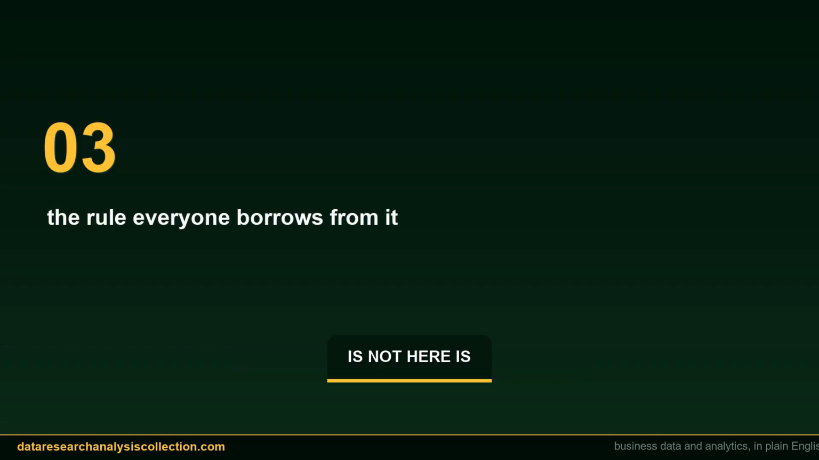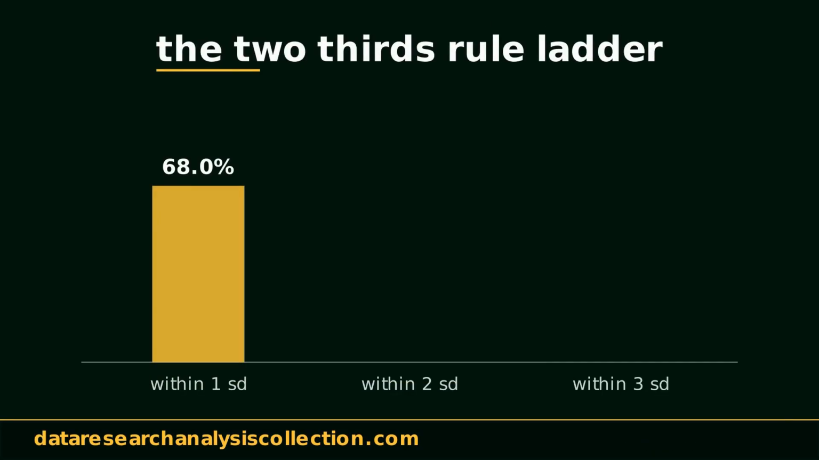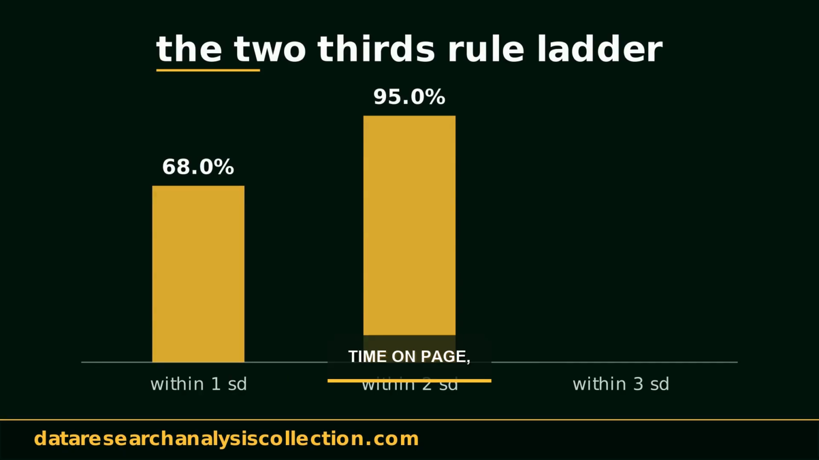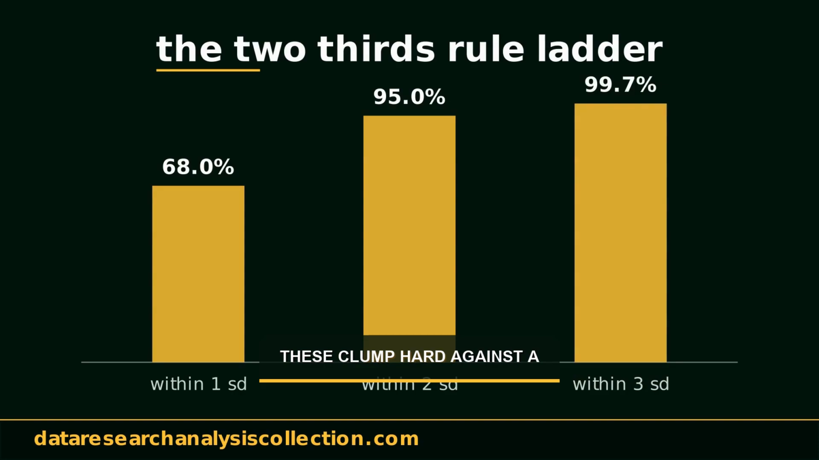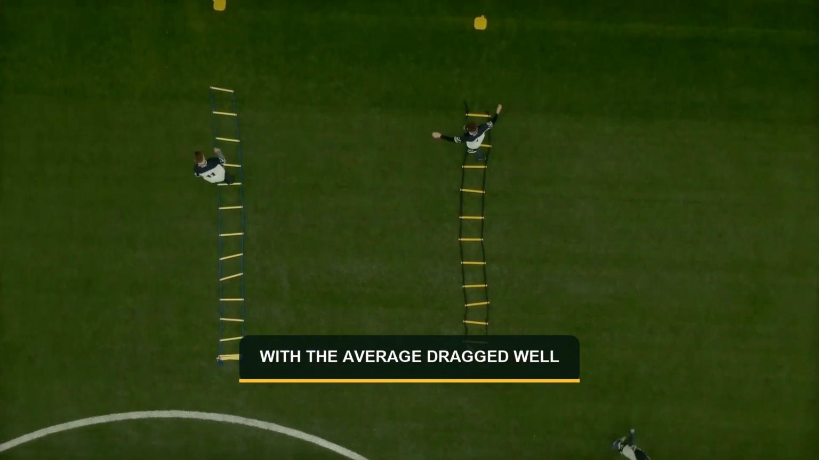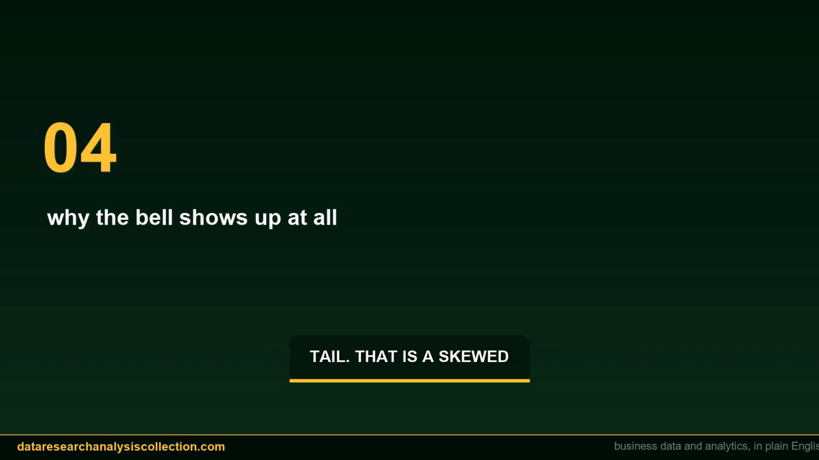Here is the catch that matters for a small business. Most of the numbers you actually care about are not the sum of many gentle pushes. They are dominated by a few big forces, and that breaks the bell completely. Revenue, order sizes, time on page, days to pay an invoice, customers won per referral. These clump hard against the floor of zero and then trail off into a long tail of whales and stragglers. They are lopsided, not symmetric, with the average dragged well above the median by that tail. That is a skewed distribution, and it is the true native shape of most business data, not the bell you were quietly picturing.